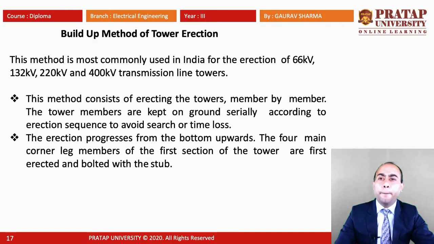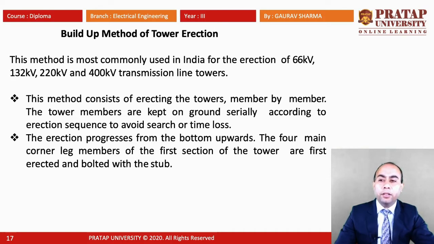When we talk about the build-up method, this method is most commonly used in India for the erection of 66 kV, 132 kV, 220 kV, and 400 kV transmission line towers. This method consists of erecting the tower member by member. The tower members are kept on the ground serially according to erection sequence to avoid time loss. The erection proceeds from the bottom upwards.